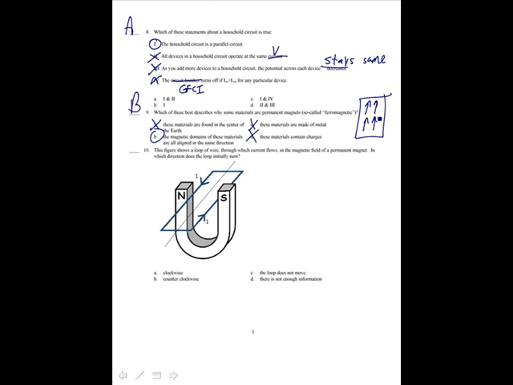This figure shows a loop of wire through which current flows. The magnetic field of a permanent magnet. Our magnetic field goes in that direction. I want to know what direction does the loop initially turn. So if I let my fingers, let's just take this side first, let my fingers go in the direction of I. They fold towards B, which is to the right. That gives me a downward force. Similarly, I'm going to get an upward force there. That's going to cause a clockwise rotation.